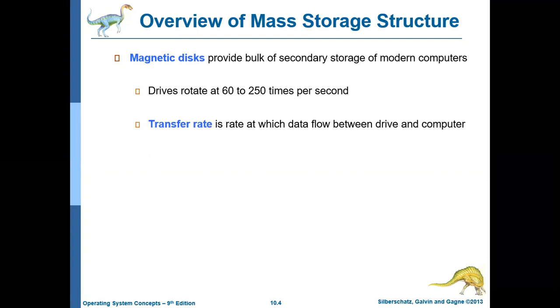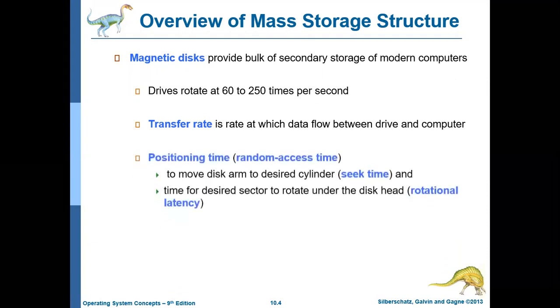And here the transfer rate is defined as the rate at which the data flow happens between the hard disk drive and the CPU. The rate at which the data flow happens between the hard disk drive and the CPU is called the transfer rate. And there is something called positioning time.